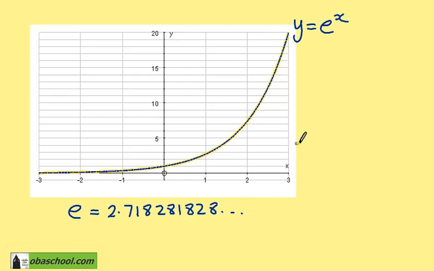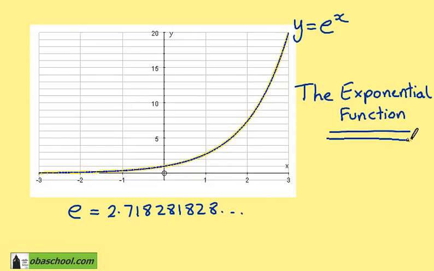This important feature of the gradient function lying exactly upon the original function is an important feature, both mathematically and in many areas of nature where mathematics applies. Because this is so important, this curve tends to be called the exponential function. Remember, an exponential function is something like 2 to the x or 3 to the x. e to the x is called the exponential function.